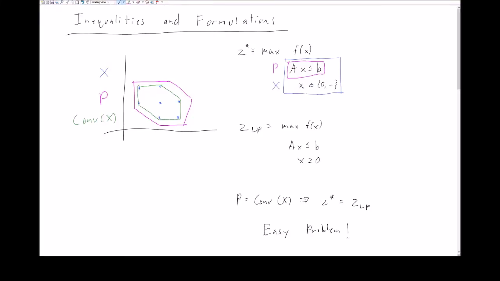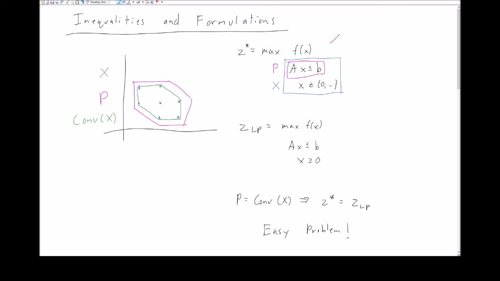In this series of lectures, we're going to talk about inequalities and how we can use them to help ourselves solve integer programs efficiently. Before we do that, though, we're going to remind ourselves about a few facts related to inequalities and formulations.